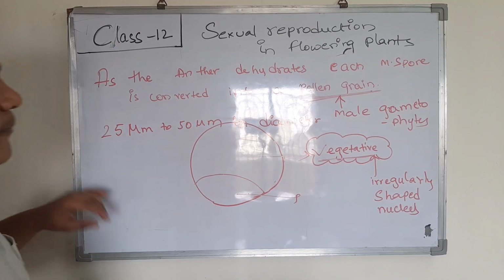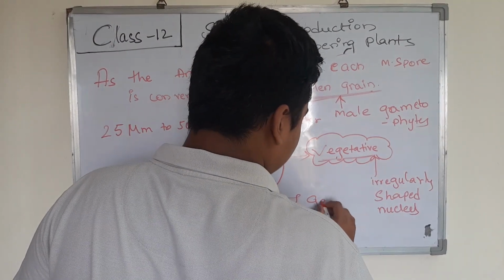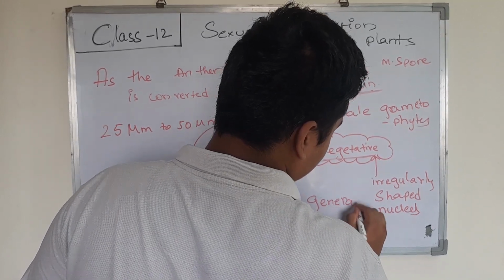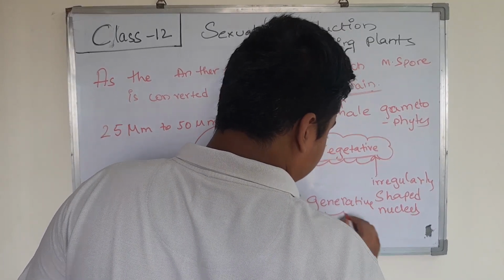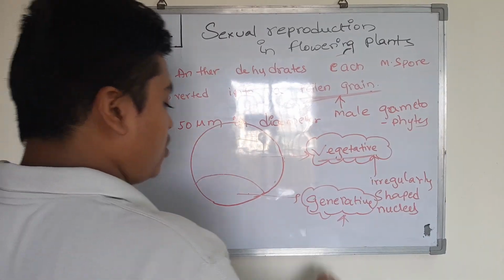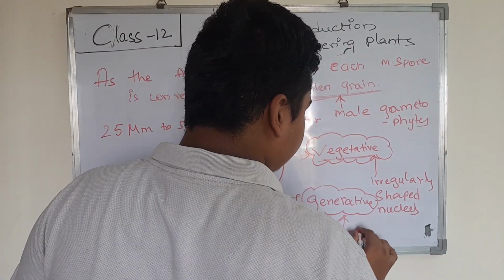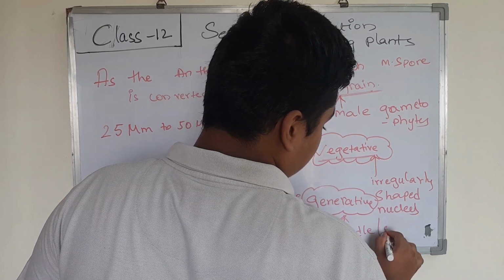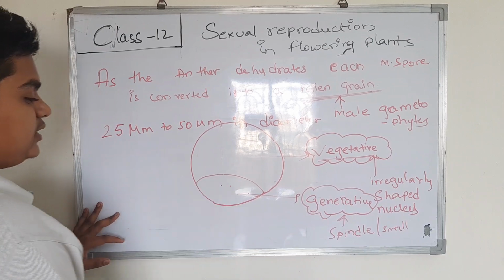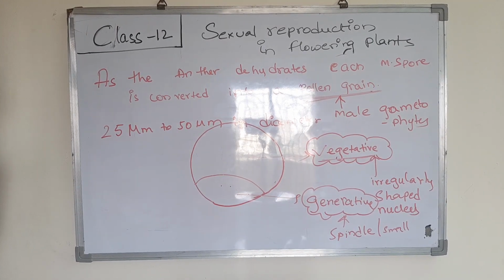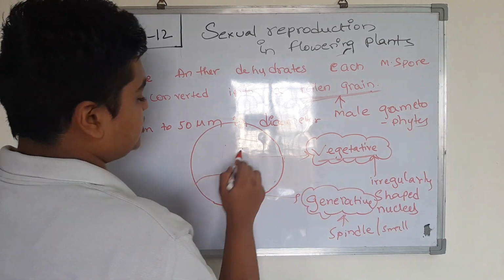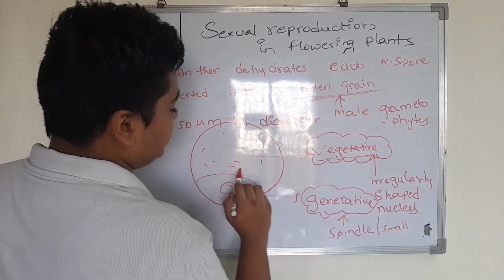And the generative cell is spindle shaped. Generally it floats in the cytoplasm of the vegetative cell, and it is small and spindle shaped. It consists of male gametes. This vegetative cell has a lot of food material.